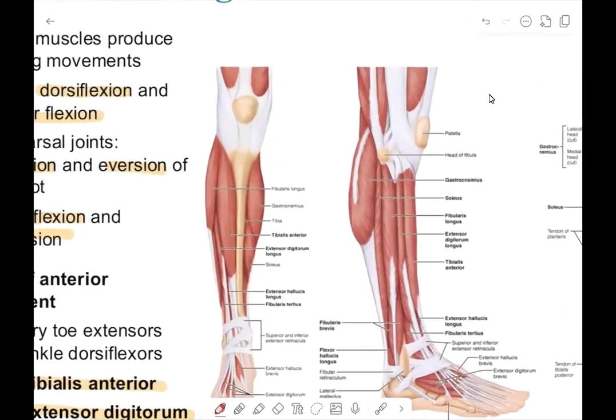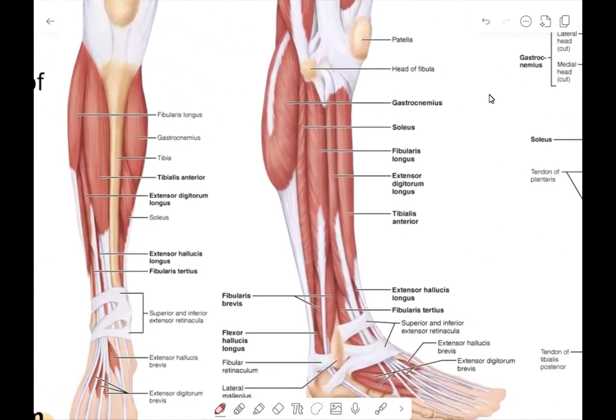So let's look a little more closely at these. The fibularis longus is going to be responsible for plantar flexion, whereas the gastrocnemius is also going to be responsible for plantar flexion. It's going to be kind of the prime mover for plantar flexion, whereas the antagonistic muscle to that would be the tibialis anterior, and that's responsible for dorsiflexion.